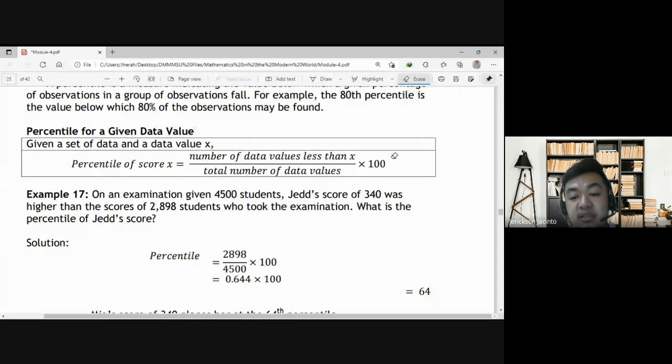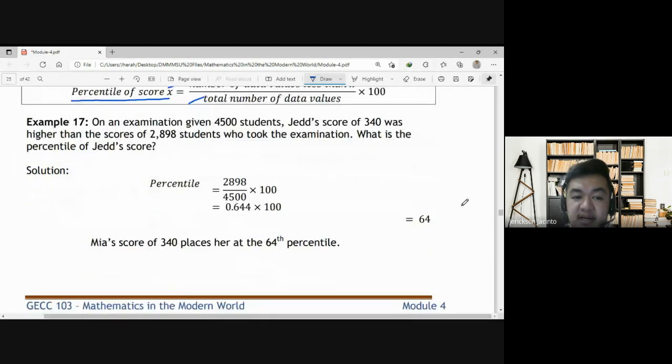So, here is the percentile of score, number of data. Para malaman natin kung ano yung formula, let's have the example kaagad. In an examination, meron daw tayong 4,500 students na nag-take ng exam. Yung kay Jed daw, nakuha niyang score niya is 340, at higher daw siya kaysa 2,898 students.